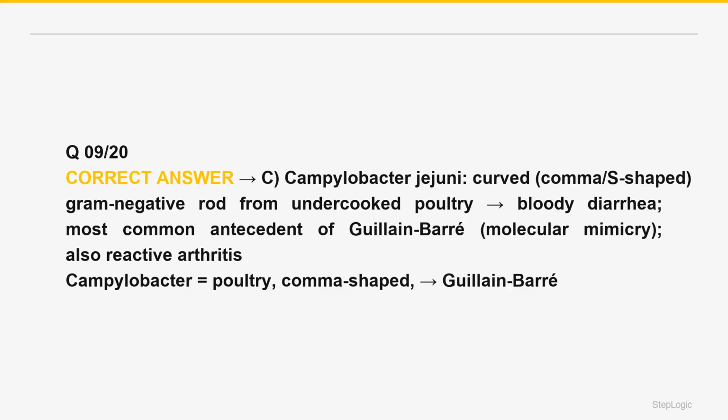The high-yield post-infectious complications are the reason it's tested. Campylobacter is the most common identifiable antecedent infection of Guillain-Barré syndrome, an acute ascending, symmetric, demyelinating polyneuropathy with areflexia. Via molecular mimicry, antibodies against Campylobacter lipo-oligosaccharide cross-react with peripheral nerve gangliosides. It is also a trigger of reactive arthritis. Treatment of the diarrhea is usually supportive, with macrolides if severe. The poultry-associated, comma-shaped organism that precedes Guillain-Barré is Campylobacter jejuni.